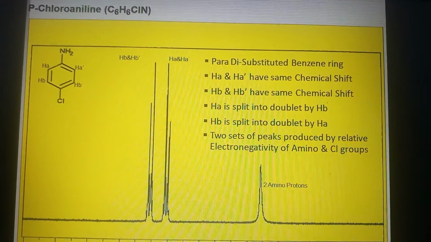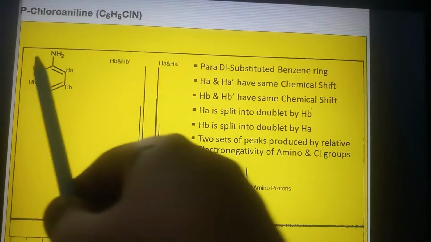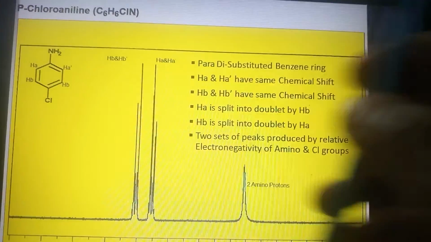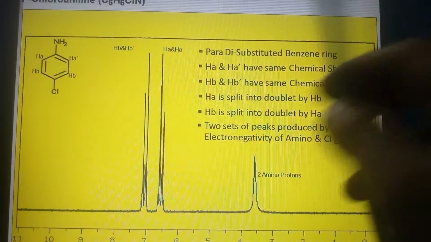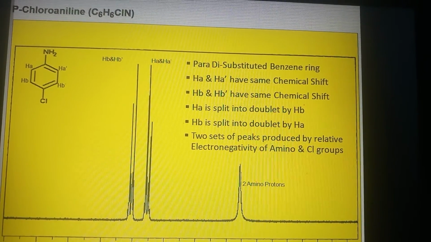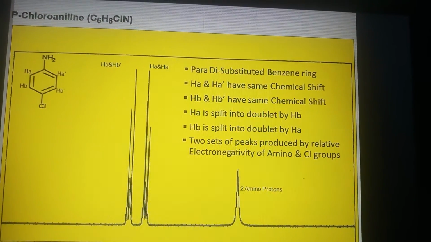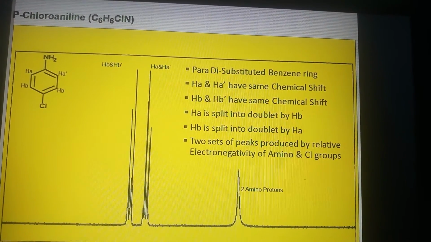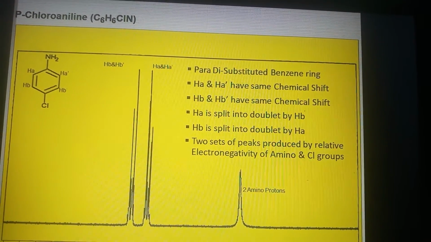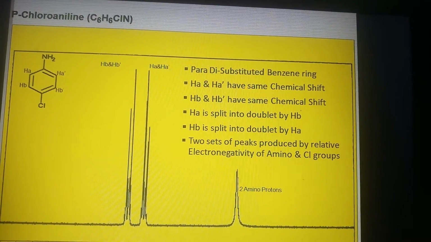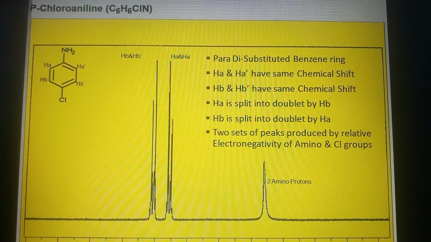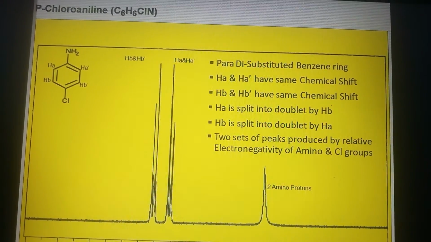In the case of para-chloroaniline, 2 sets of protons are available, HA and HA dash, HB and HB dash, and they will appear as a double doublet. In a para-disubstituted benzene ring, HA and HA dash have the same chemical shift, HB and HB dash have the same chemical shift. HA is split into a doublet by HB and HB is also split into a doublet by HA. So 2 sets of peaks are produced by the relative electronegativity of the amino and chlorine groups.